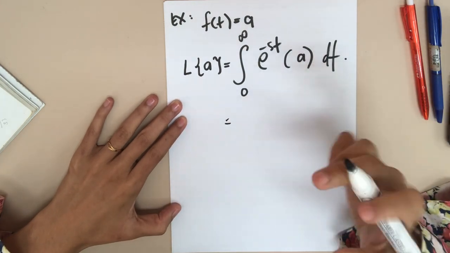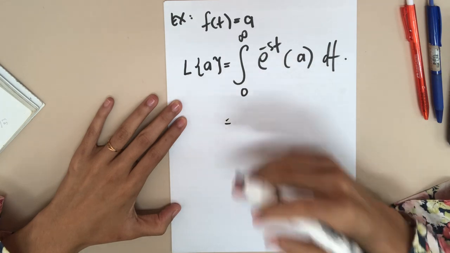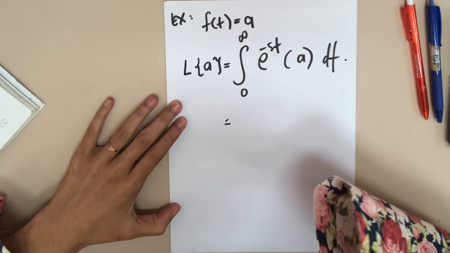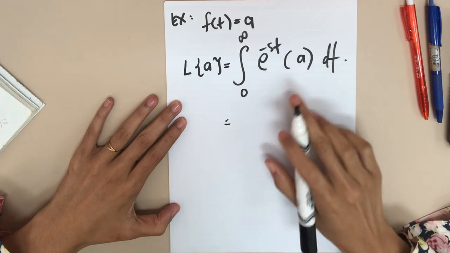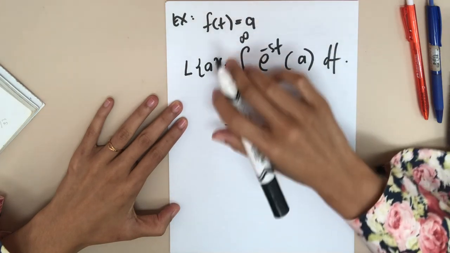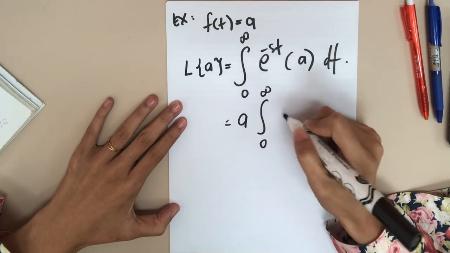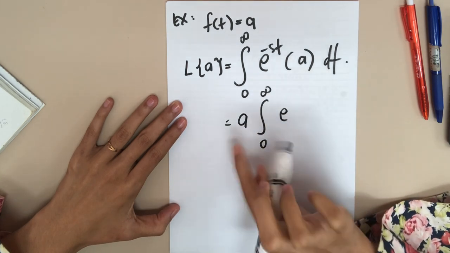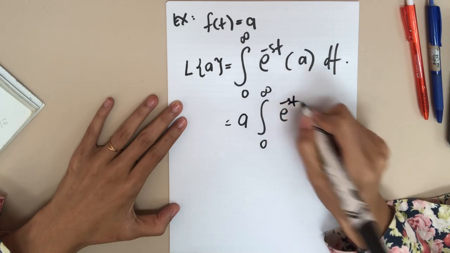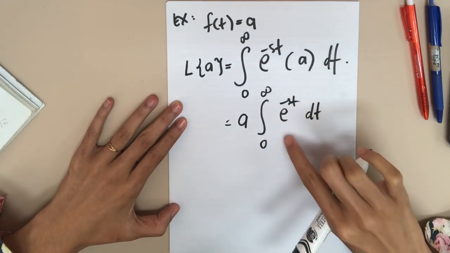We know that integration of a constant doesn't affect it. So why not we just take this a outside of the integrand, because it is just a constant. So I take out a, I put it here. Inside here I am left with only exponential negative st.